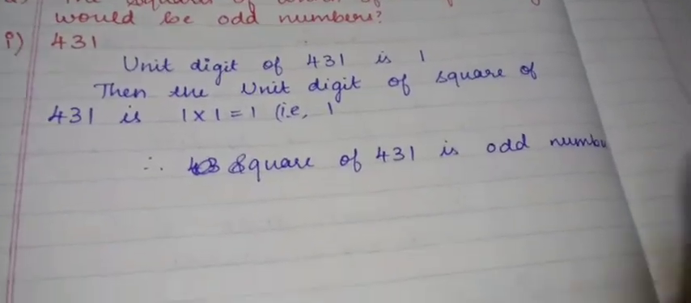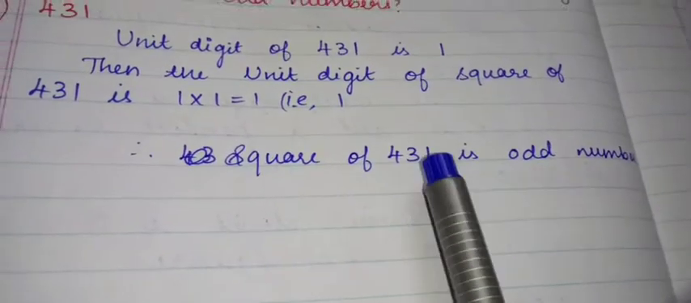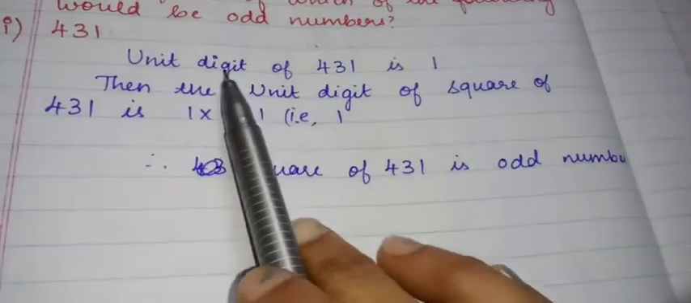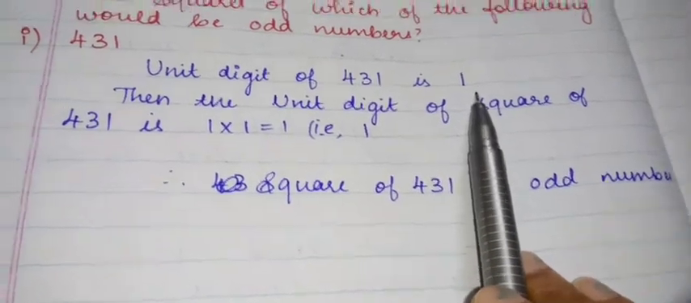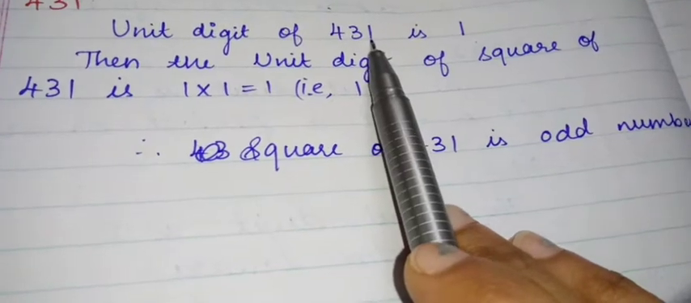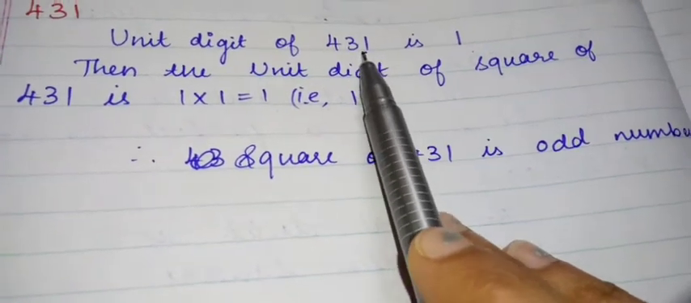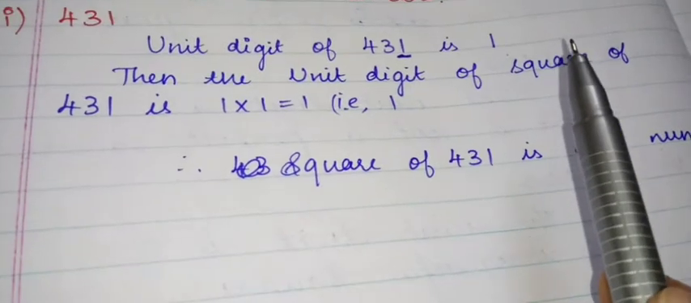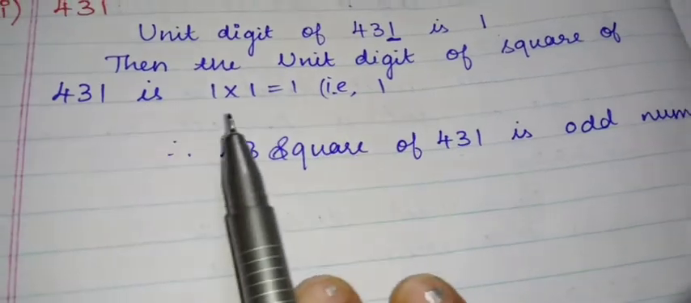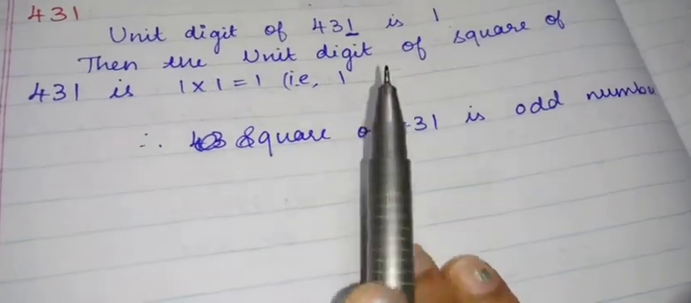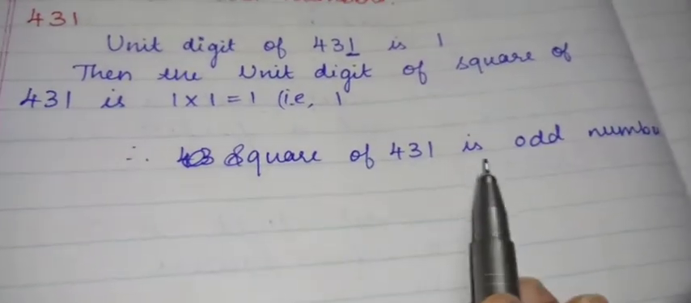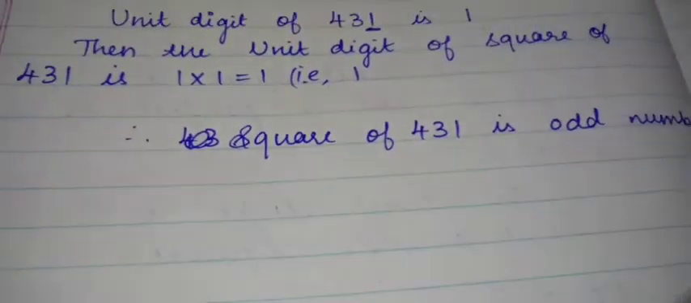Listen, they ask whether the square of 431 is an odd number. Yes, of course, because the unit digit of 431 is 1. What I told you: if you want to find the square's unit digit, you should multiply the last digit two times. 1 into 1 is 1, which is the unit digit of the square of 431. If the unit digit is 1, it is obviously an odd number. Therefore, the square of 431 is an odd number.